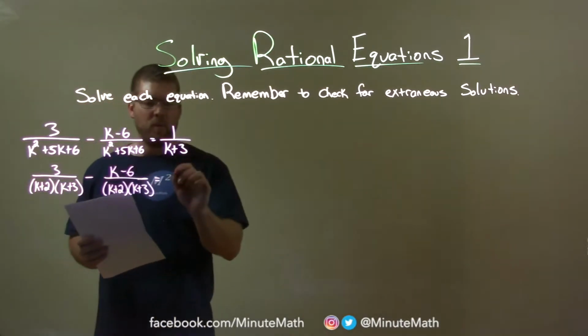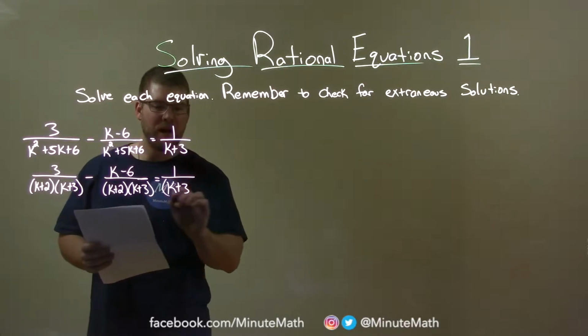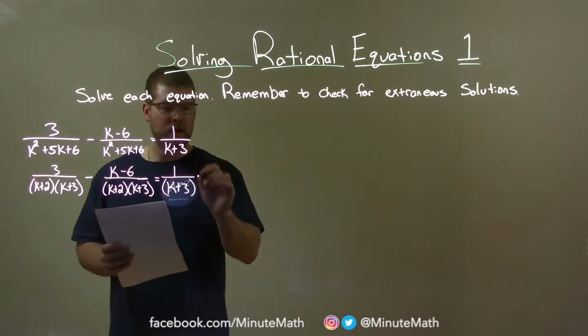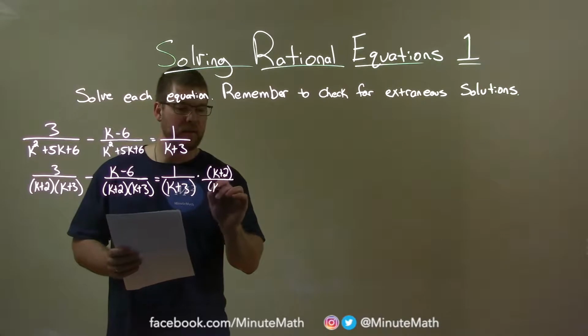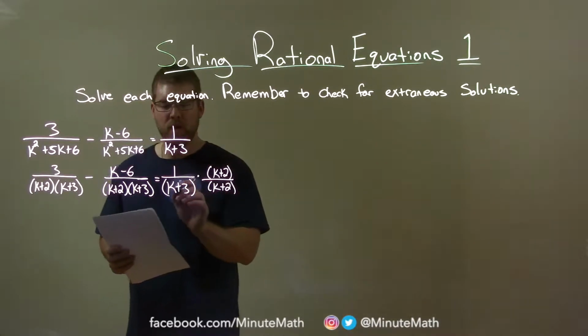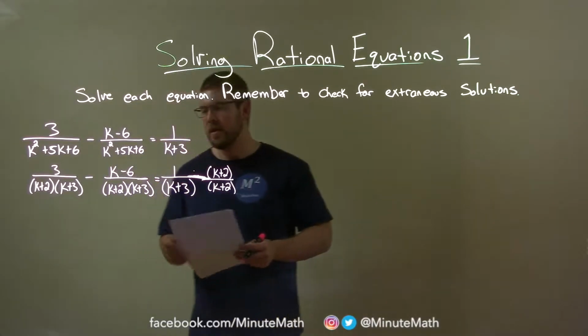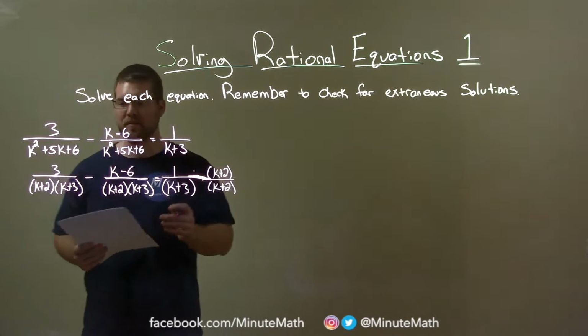equals. Now we bring this down, we have 1 over k plus 3, but I want to have the denominators the same. So I multiply this fraction by k plus 2 over k plus 2. We now have the same denominator across the board. So let's combine the left-hand side.